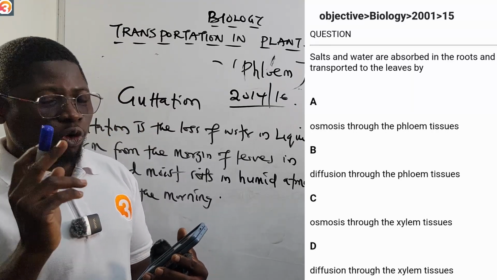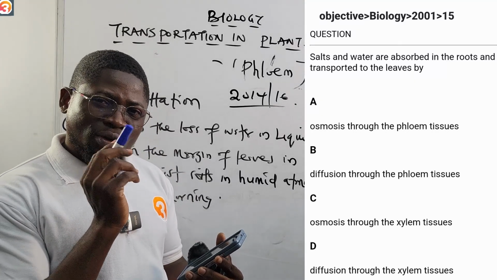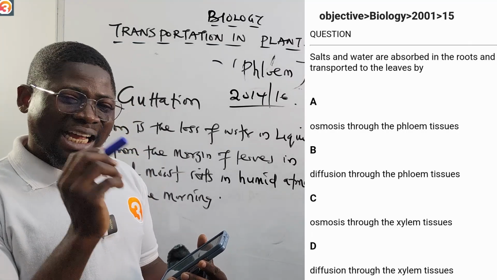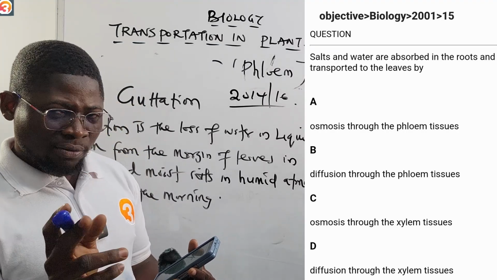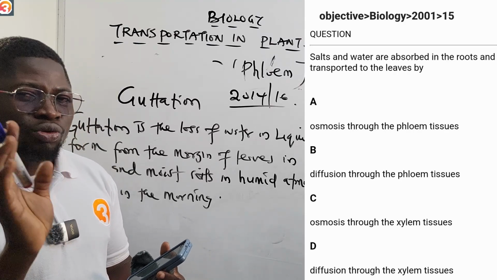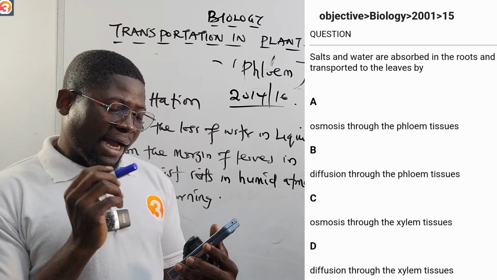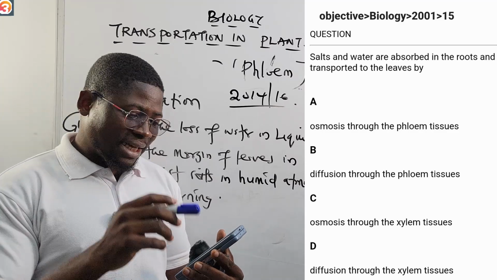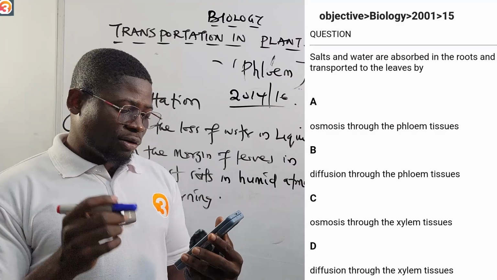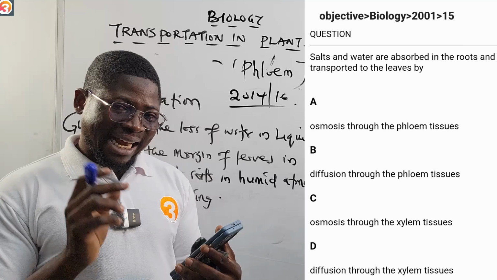I told you that osmosis is for xylem. Transport in xylem happens through osmosis. So the correct combination will be osmosis and xylem, not osmosis and phloem. Correct answer is option C, osmosis through the xylem tissues.